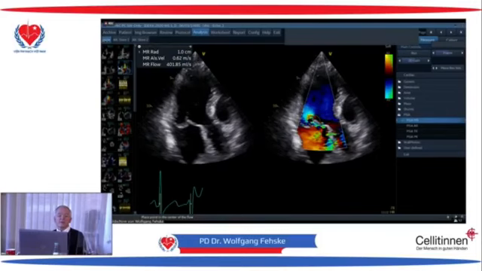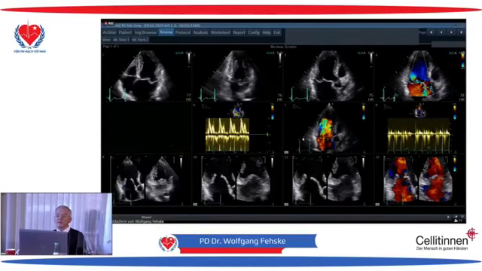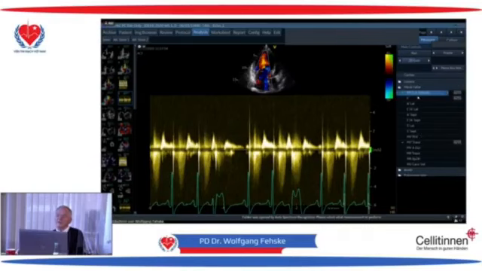So you store that, and then you go to the sinus rhythm, and you see it is late systolic. I take that one to quantify, but it's really complicated.